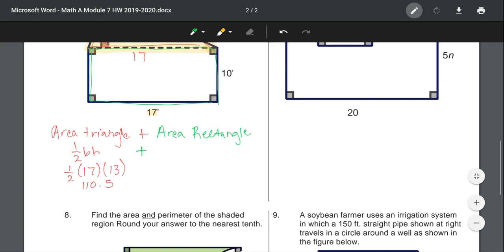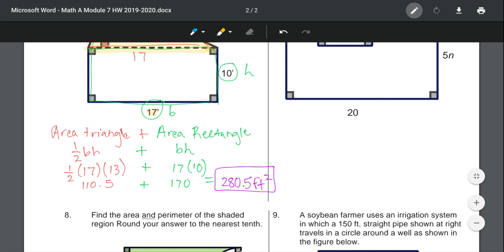And now to get the area of the rectangle, the rectangle area is base times height. So the base for the rectangle would be 17, and then the height would be 10 feet. So multiply 17 times 10 and you get 170. And you want to add those measurements together, 110.5 and 170, and you get 280.5 feet squared.